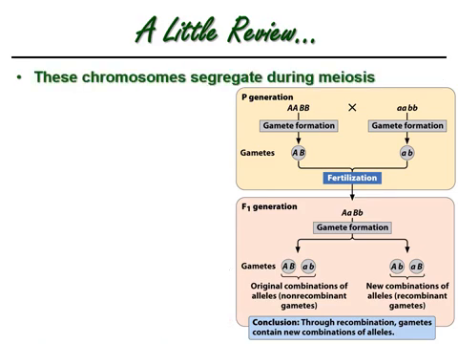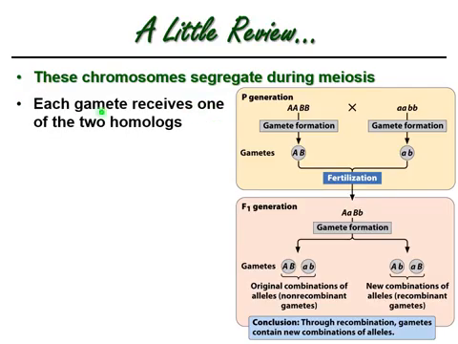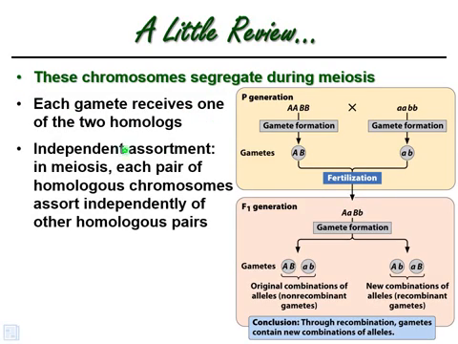And so what we saw is that the chromosomes are going to segregate during meiosis. They're going to be separated from one another, and that's what gives you all those different combinations. Each gamete receives one of the two homologs. Independent assortment is that, in meiosis, each pair of homologous chromosomes assorts independently of other homologous pairs. So in addition to any combination being possible, whatever chromosomes you have are going to go to a particular gamete.